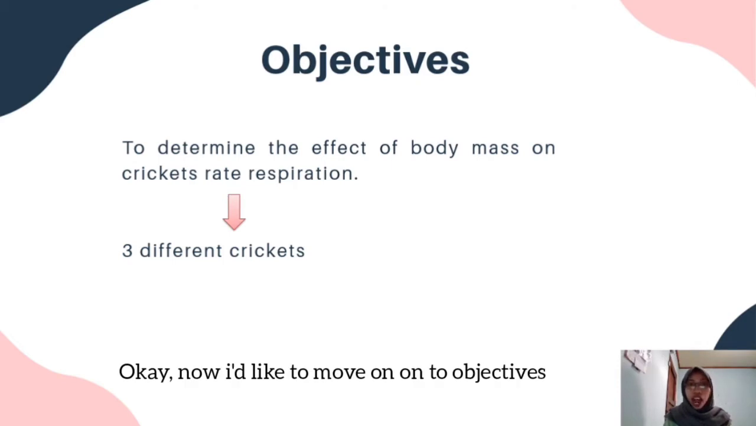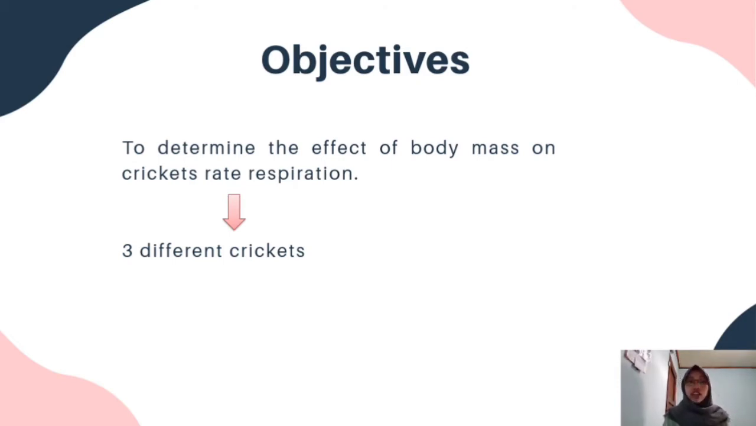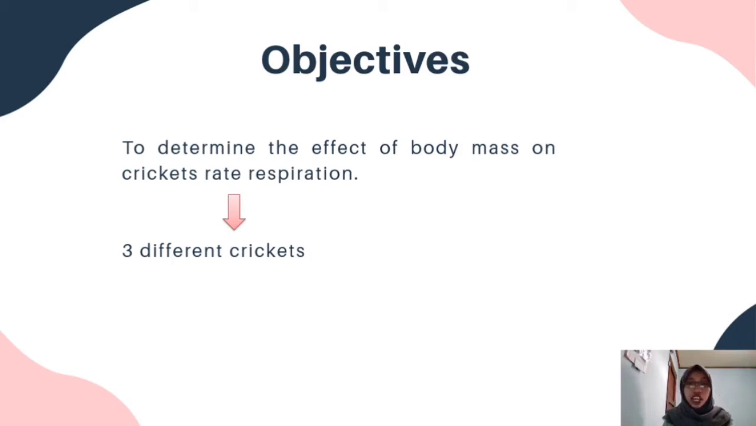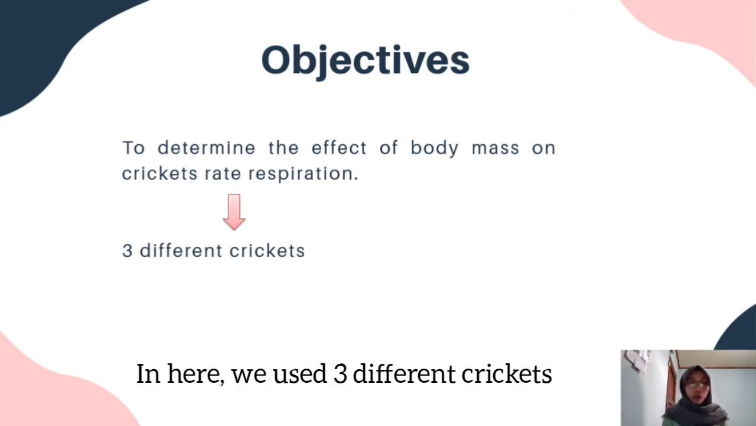Okay, now I'd like to move on to the objective. The objective of this experiment is to determine the effect of body mass on cricket respiration. Here, we use 3 different crickets.